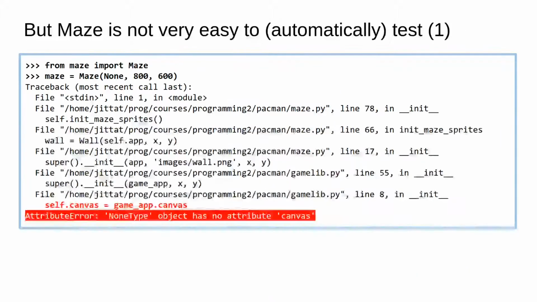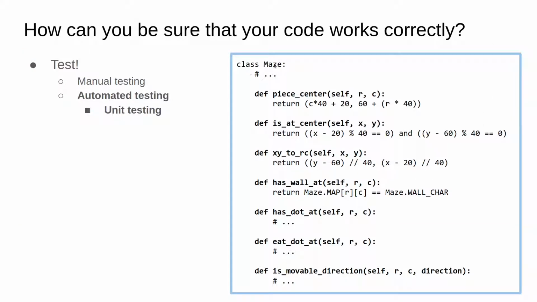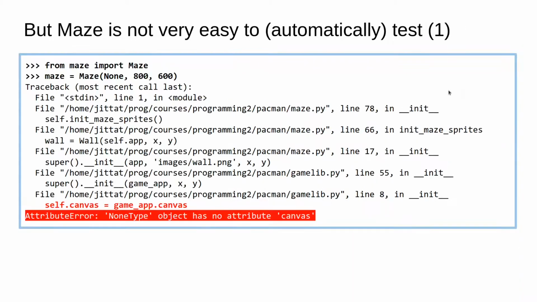First of all, we want to test class Maze, and we want to test some of its methods. But first of all, you have to be able to create the object Maze. If you look at the constructor for Maze, you need to pass a game app. We try to fake it by just passing None to it, but then it turns out that inside the Maze constructor, it tries to access the canvas, game app.canvas. So you get an error.